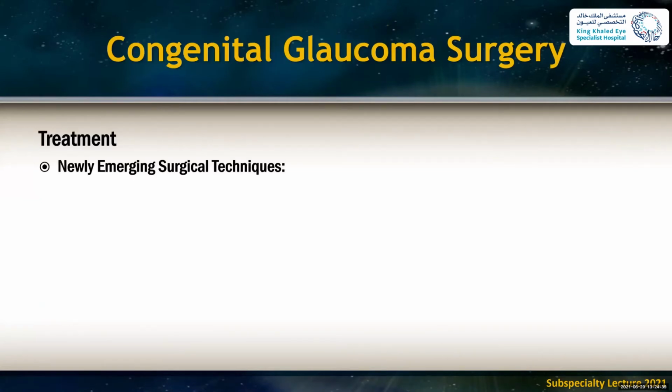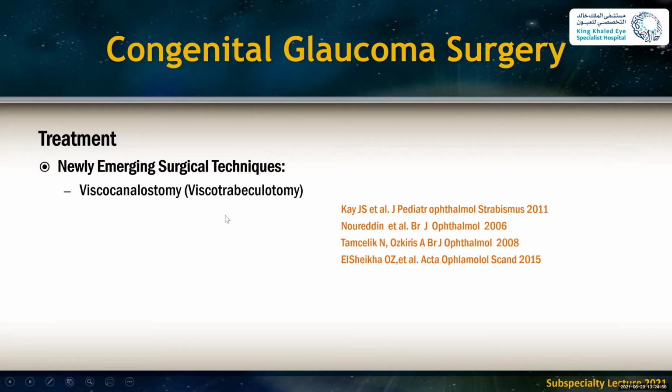Then, what is new in congenital glaucoma surgery? Newly emerging surgical techniques like viscotrabeculotomy. The outcome reports are scarce and not much, but they claim it is a little bit better, though there are no significant differences. Endoscopic goniotomy: there is still a small report saying that in cases where the cornea gives a poor view, you can go through the endoscopic procedure.